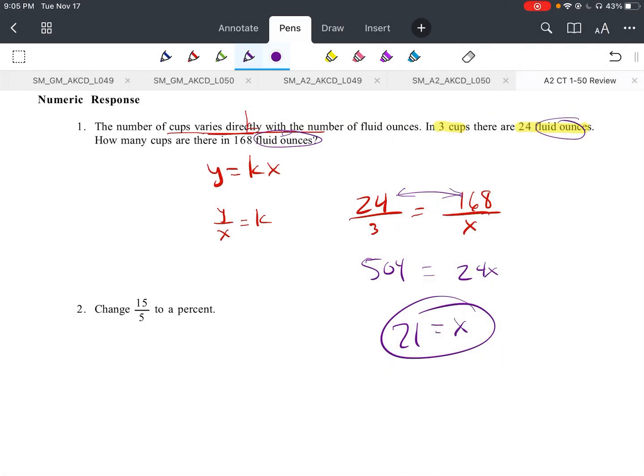Fun times. All right. 15 over 5, let's change that to a percent. Remember, a percent is like a decimal, but move the decimal 2 places. And so a quick way to do this one is just divide it in. So 5 goes into 15 3 times. So that's 3. Where's the decimal now? It's right there. Is that 3%? No, that's 300%. Okay. Another way to set this up is 15 over 5 equals x over 100. And you could cross multiply and you get 300.